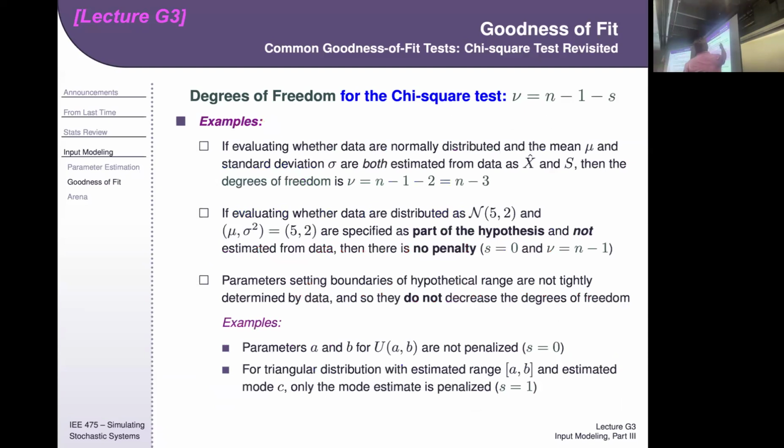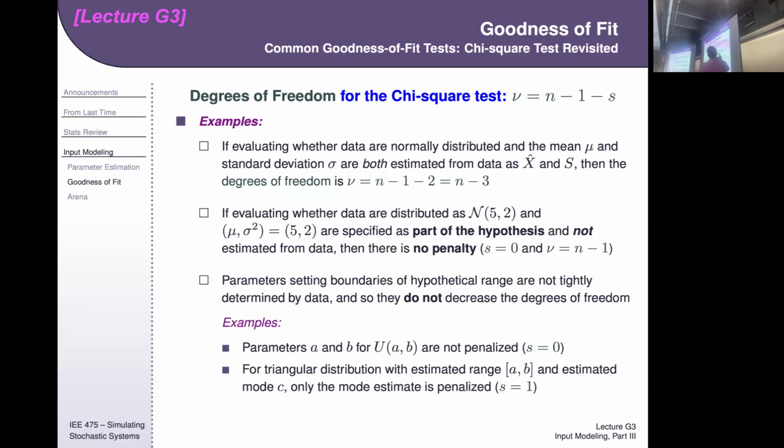All right, so these are examples of that. If I'm evaluating whether data are normally distributed and the mean and standard deviation are estimated from the data, then for the chi-squared, I take the number of bins I chose, minus one, minus the two parameters that I estimated. So in this particular case, if I started with 5, then I end up with 2 coming out of here.